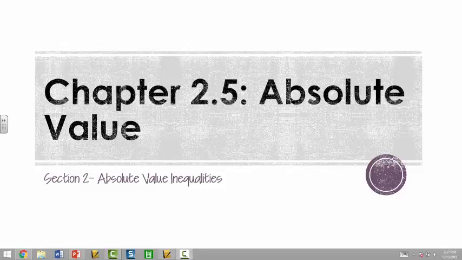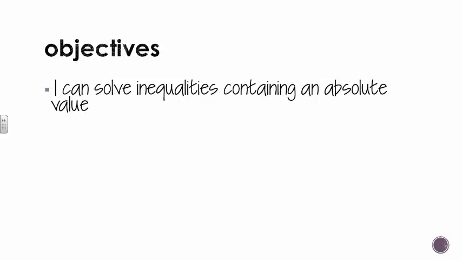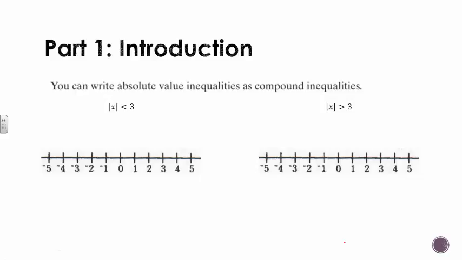Now that we've simplified absolute values and we have solved absolute value equations, we're going to solve absolute value inequalities. So, by the end of this lesson, you should be able to do just that. We can write absolute value inequalities as compound inequalities. So we're going to combine the "and" and the "or" stuff that we did before in order to make these make sense.